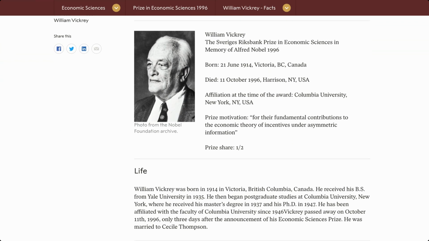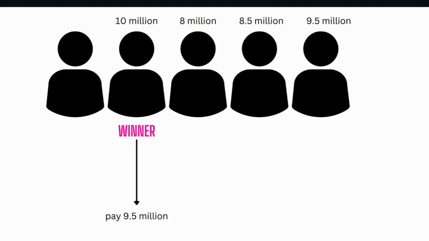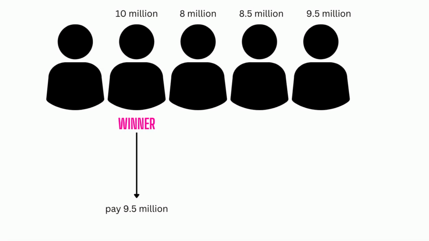For example, let's say there are 10 bidders and all of them are bidding for a particular diamond necklace. Now, let's say the highest bid wins and it's $10 million, and the next bid is $9.5 million. Now, the person who bid $10 million will win, but they'll pay only $9.5 million. Weird, right? So that's how a second price auction or Vickrey auction works.